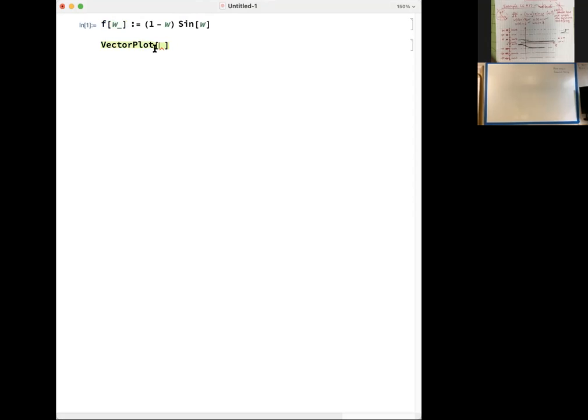And I always do my square brackets, so I'm delimited. F of w, not round brackets, square brackets. And that's just the y or the vertical thing. I need to make a little arrow out of it by saying one comma f of w. Now I'm going to run. Now this is a slope field of t's and w's, even though the t's aren't doing anything.